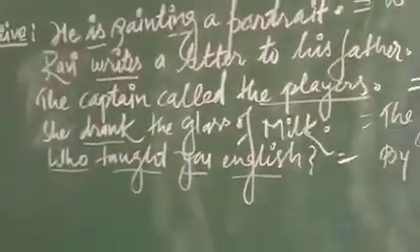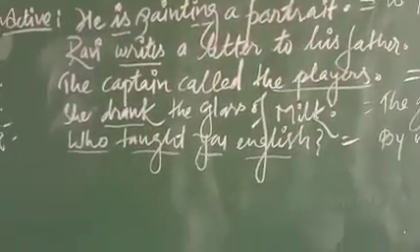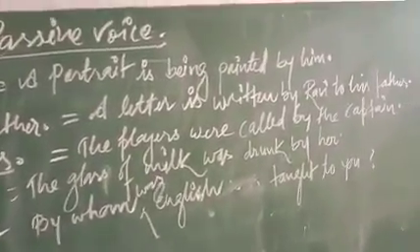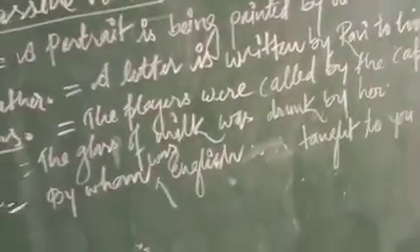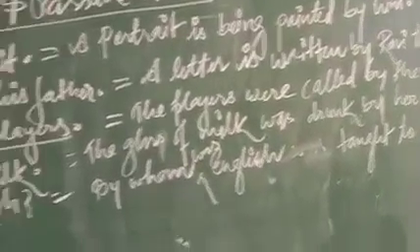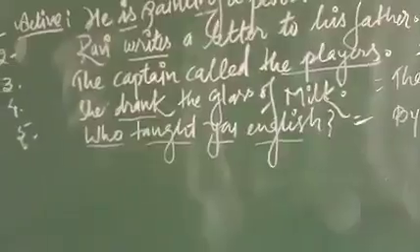Now you see also the next example: she drank the glass of milk. You see here the glass of milk, was and the third form of drank, drunk, by her. Here she has converted to her. The glass of milk was drunk by her.